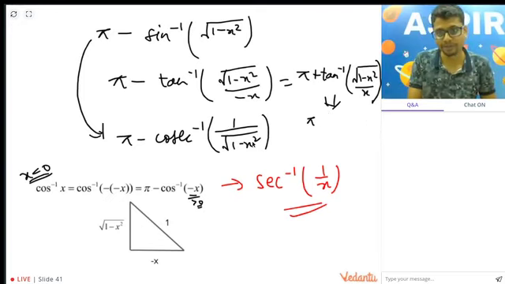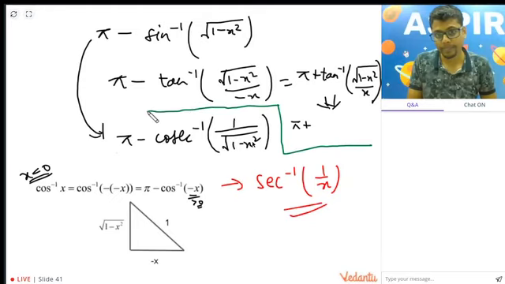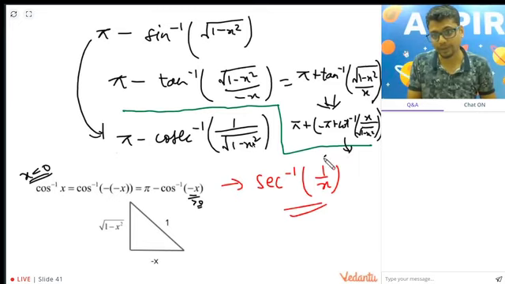Just a minute. So this will be what? See, tan inverse, it is negative, right? So what do I do? Pi plus minus pi plus cot inverse. We do reciprocal when this inside thing is negative. So that's it, reciprocal. Basically, it becomes this only, cot inverse x by under root 1 minus x square.